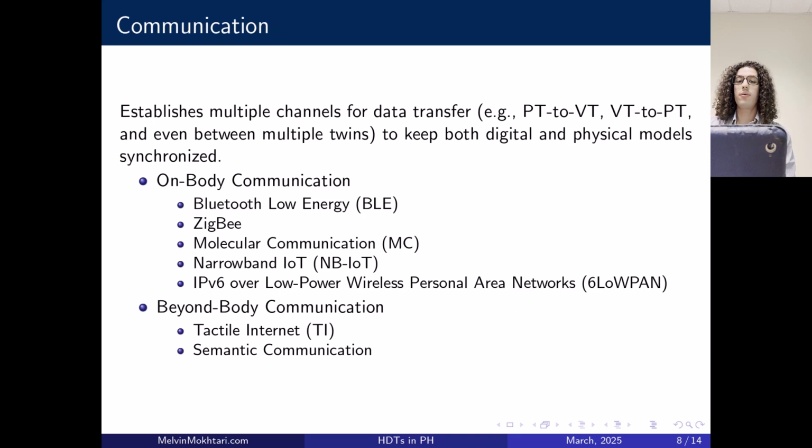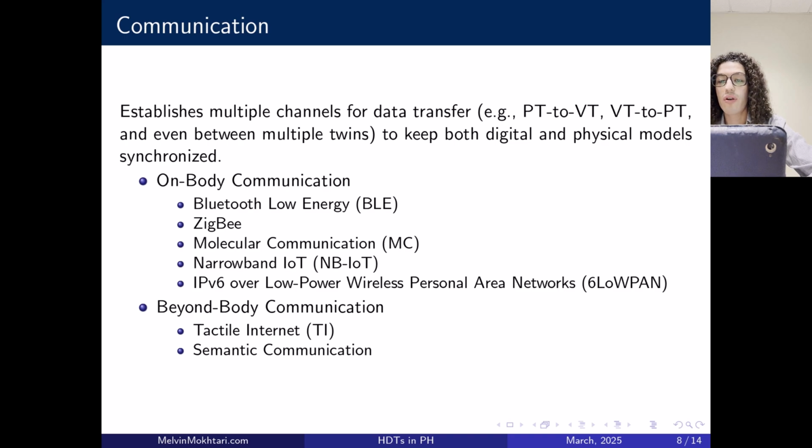The next layer is the communication layer. The communication layer is how the physical twin or PT and the virtual twin or VT talk to each other. So it splits into two parts, on-body communication and beyond-body communication. On-body communication handles short-range data transfer, like from sensors on your body to your smartphone. They basically use technologies of wireless body area networks or WBANs.